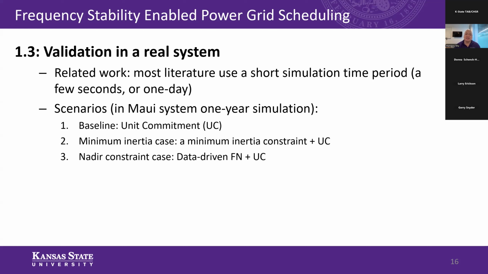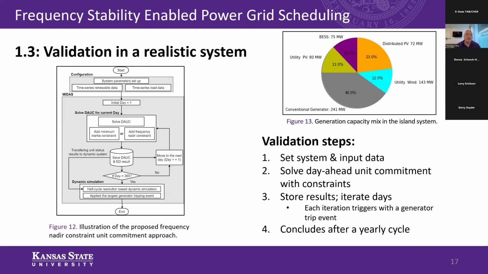So we evaluate three cases. The first one is the baseline, where we apply the traditional UC model without any inertia or frequency nadir constraint. The second one, we have the minimum inertia case, where we enforce a floor on the inertia to protect against frequency instability. This is also the common industry practice now. The third one is using our model to see how it can provide flexibility without compromising the stability over there. So we can compare the three cases, and also this is our validation in the system. This is a flow chart, and the top right figure shows the generation mix on the system.